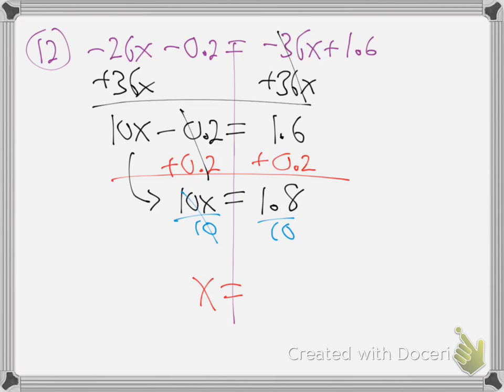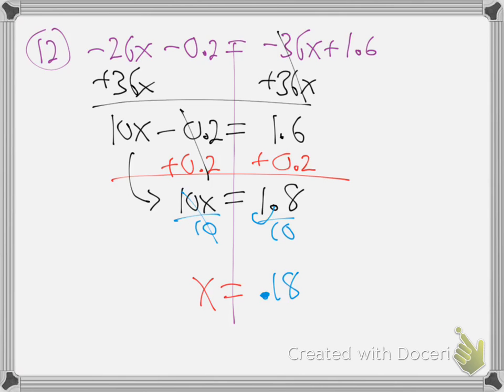And now, remember what happens with the decimal when you divide by 10? You move the point. Yeah, it goes back one place, huh? You can just use a calculator though. 0.18. And we're done.